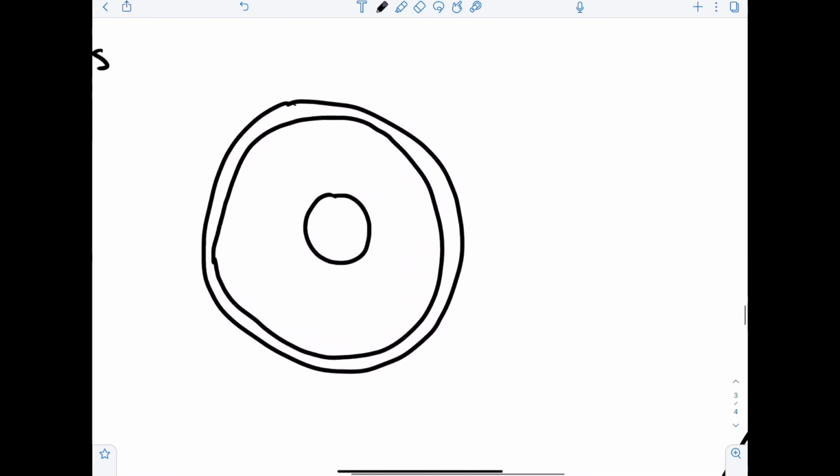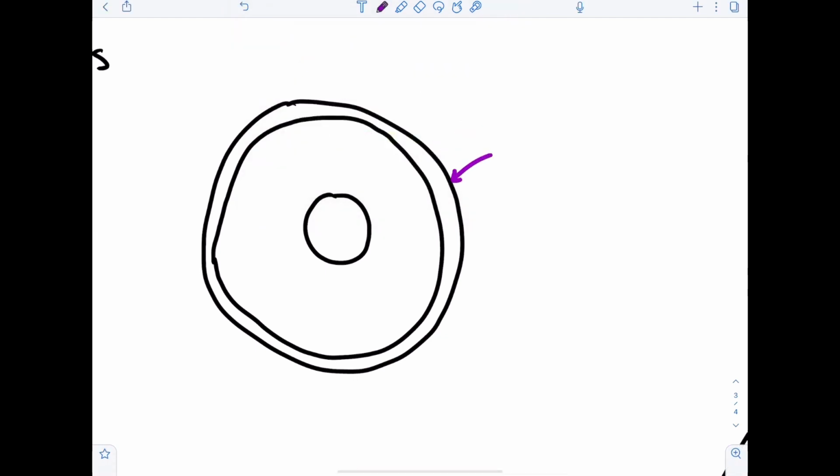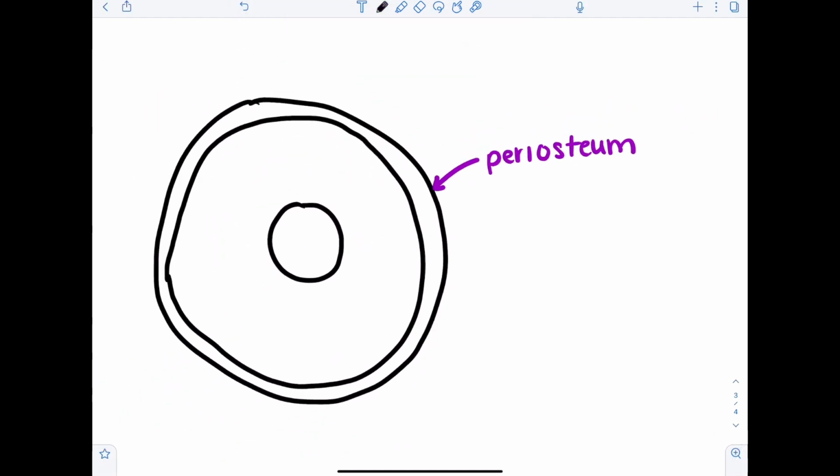Okay. So the very outside layer, this layer right here, this is our periosteum. Periosteum is that protective outside layer. The periosteum is connected to our compact bone via Sharpey's fibers. So if I were to draw little fibers, and they're going all the way around, those are Sharpey's fibers. Okay, and they link the periosteum to the bone.